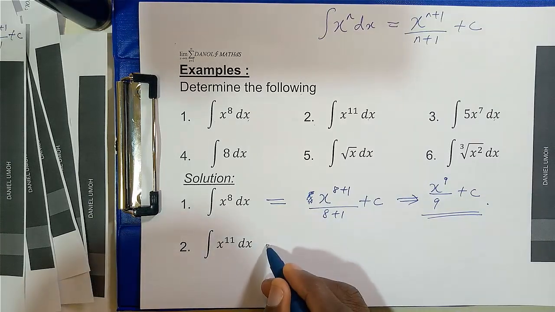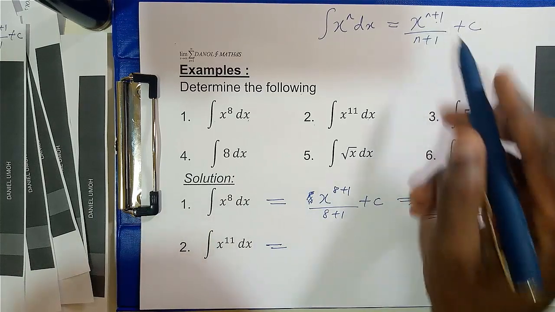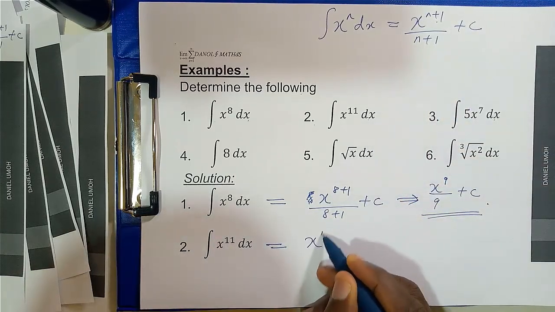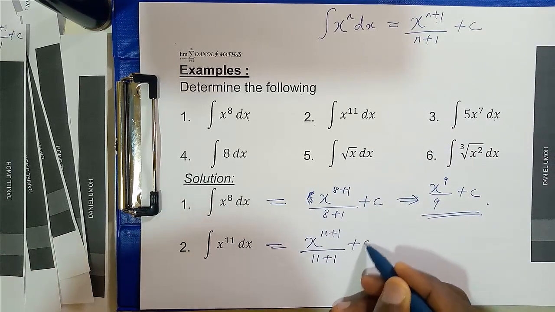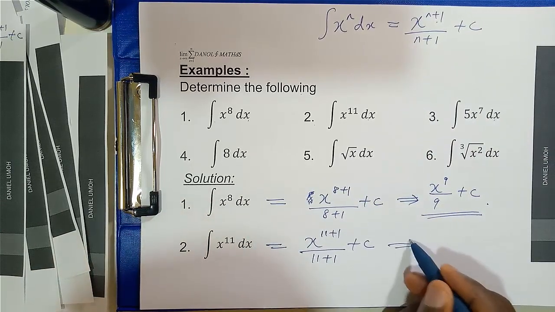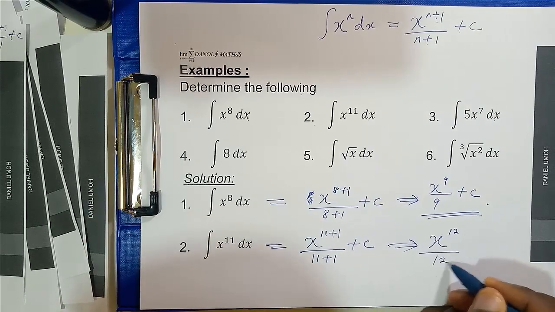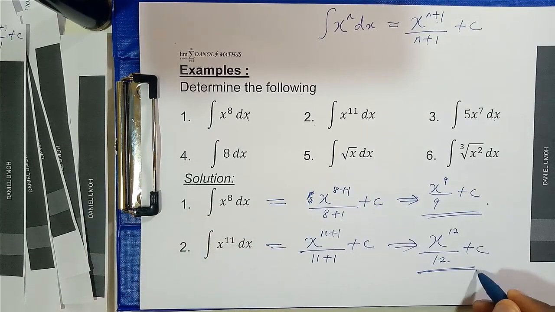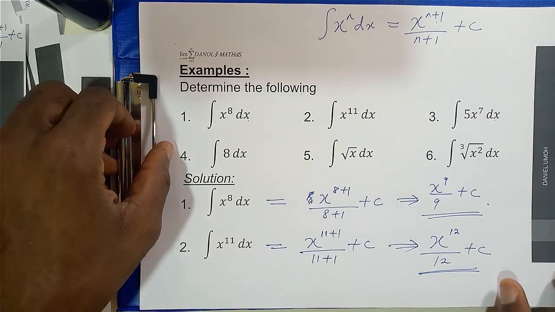Now for this, I'll be having this from the rule here. So this will give me x raised to the power of 11 plus 1 over 11 plus 1 plus c. On simplifying that, this will give me x raised to the power of 12 over 12 plus c. I guess this is very simple. Okay, let's look at the next one.